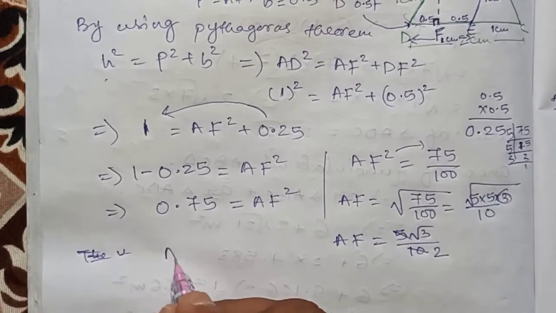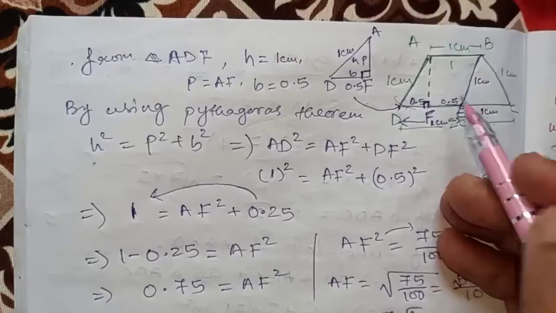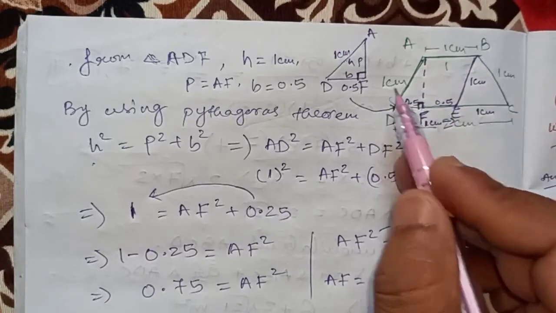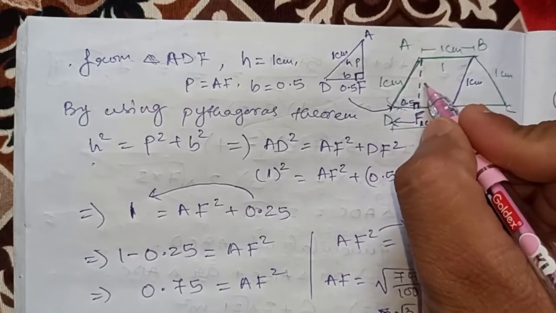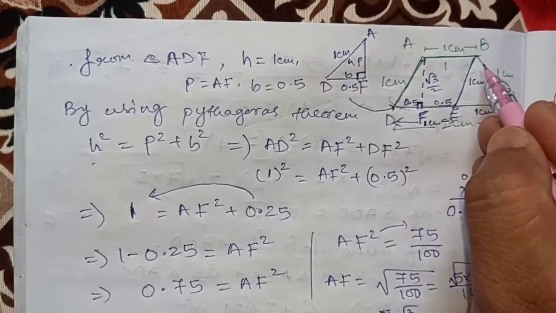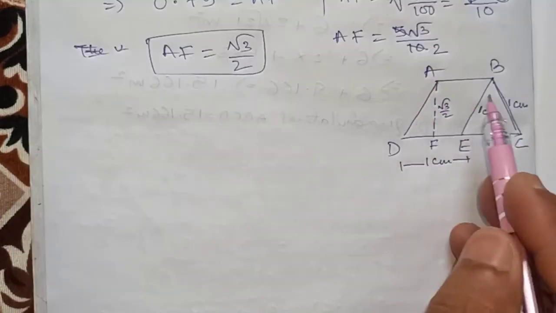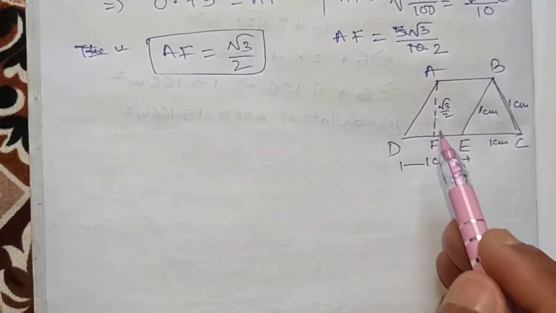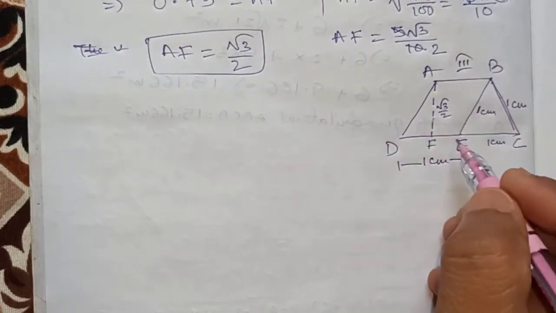So the value of AF we got is root 3 by 2. We can find the area of the parallelogram by using the formula base into height, because the height we got is root 3 by 2, and the area of the equilateral triangle. Once again I have drawn the diagram so that we will be able to understand. We are finding the area of the third figure, that is a trapezium.